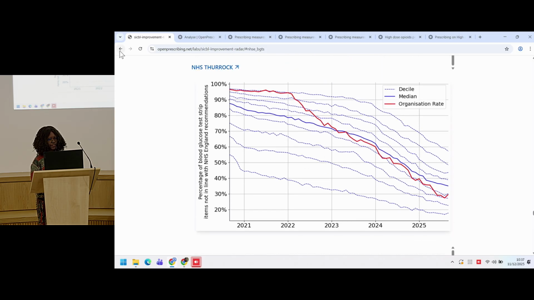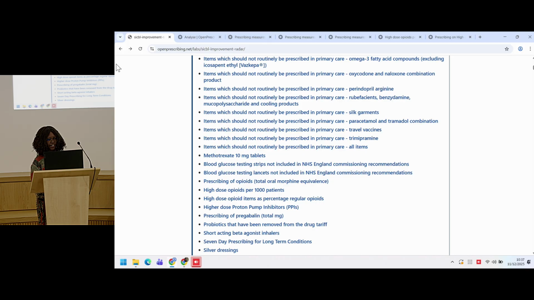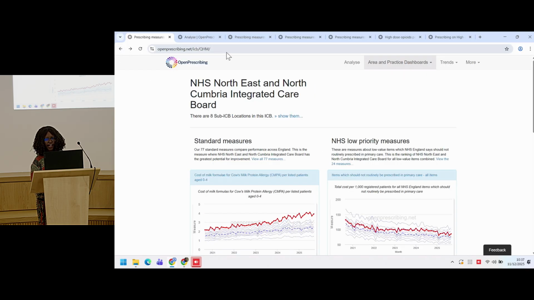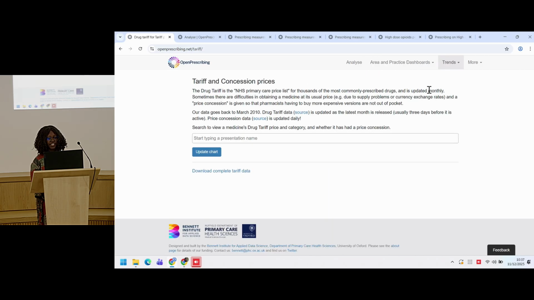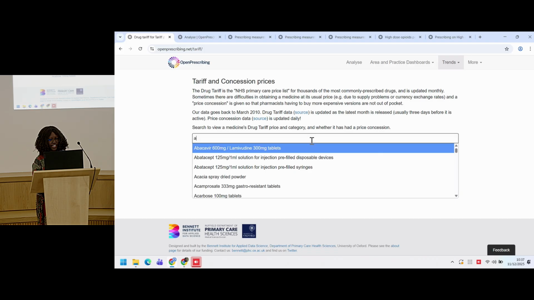So the next tool I'm going to show you, I'll just head back to the home page, is the drug tariff and price concession tool. And again, you can get to that from the trends option at the top over there, and it's the second one from the bottom. What this tool does is show us the NHS reimbursement prices for any drug that's prescribable on the NHS over the last 10 years. And it also shows changes in drug categories.